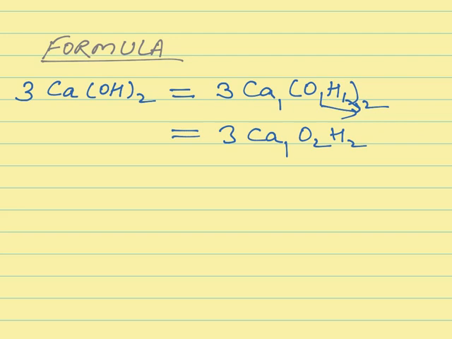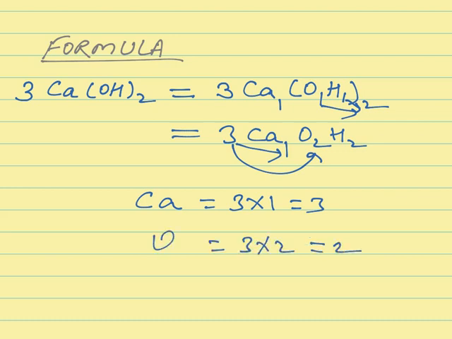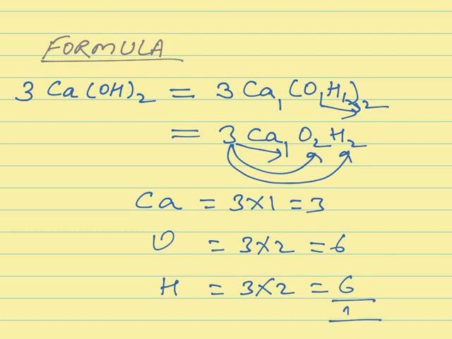Now the number of calcium, oxygen and hydrogen atoms can be calculated in the following manner. Calcium atoms will be equal to 3 into 1, which is 3. The number of oxygen atoms will be 3 into 2, which is 6. And 3 into 2 for the number of hydrogen atoms, so it is equal to 6. So in all there are 6 plus 6 is 12, plus 3 is 15 atoms present in 3 Ca(OH) whole twice.